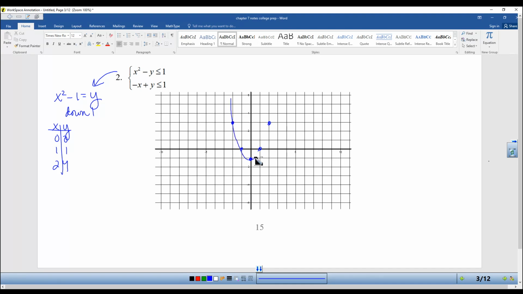I can make a solid line, since it is less than or equal to. And now I have to decide the shading. I go back to my inequality and I plug 0 in because I want to know, should I shade 0, 0 or shouldn't I? So 0 squared minus 0 is less than 1. That's true. So I do want to shade inside the parabola. But I'm not actually going to do it because I want to see what the other section needs.